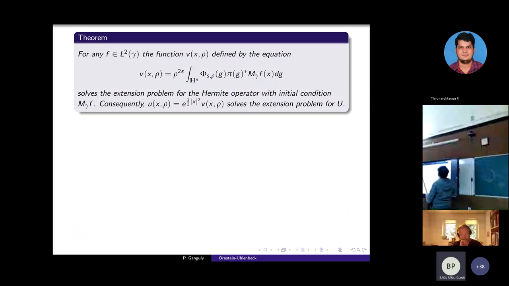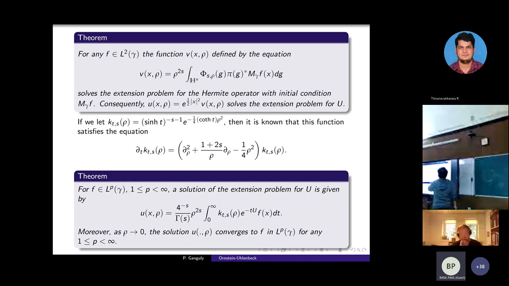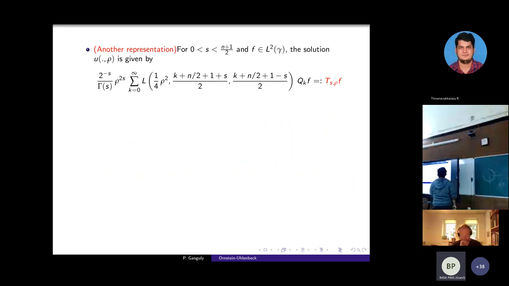Now if you want to forget about the Heisenberg group, just forget it. Now I will give you another solution which is more interesting, which involves the heat kernel and all that. So we let KTS rho be the heat kernel for the rest of the part in the extension operator. That is the heat kernel.